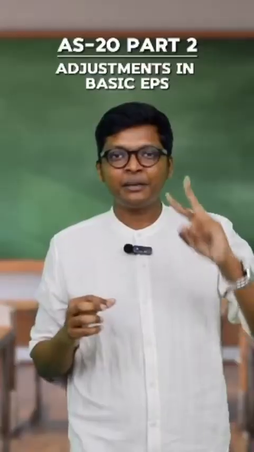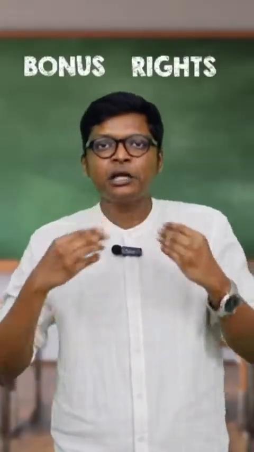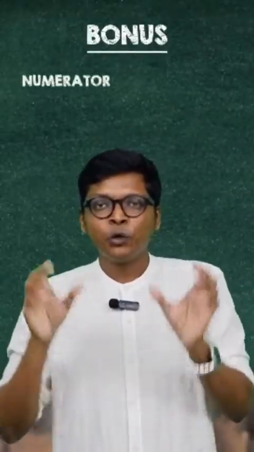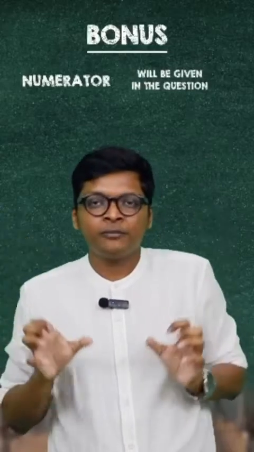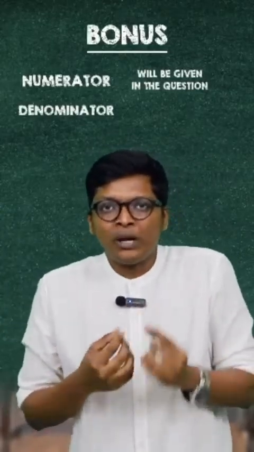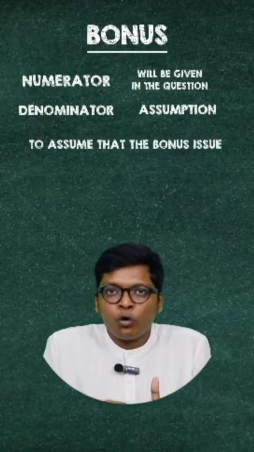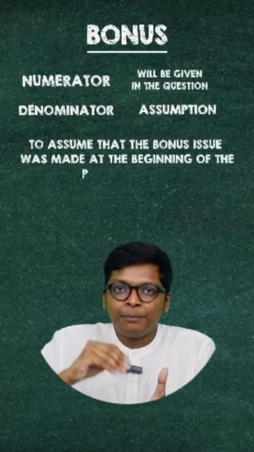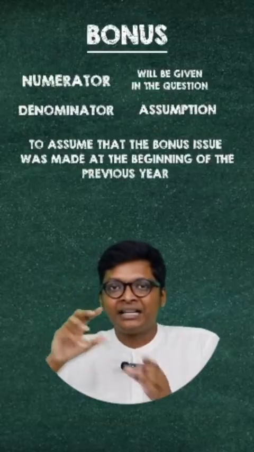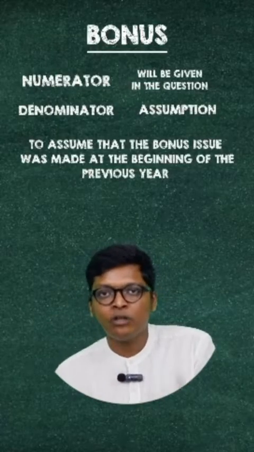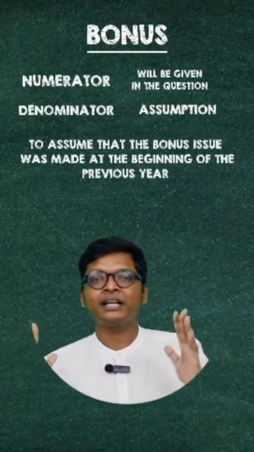Adjustments in basic EPS are basically two: bonus and rights. For bonus, it's very simple. The numerator will be taken as it is given in the question. For the denominator, only one assumption we have to take. You have to assume that the bonus issue was made at the beginning of the previous year and assume that the bonus is there for both the denominators equally, so they are comparable.